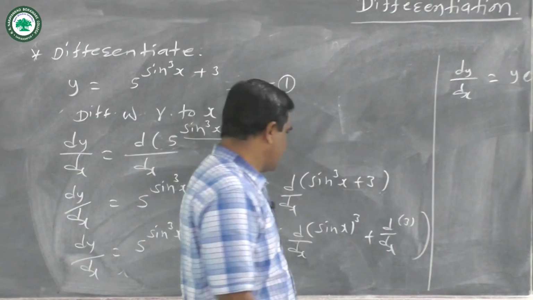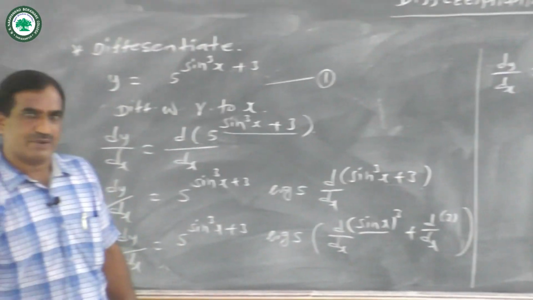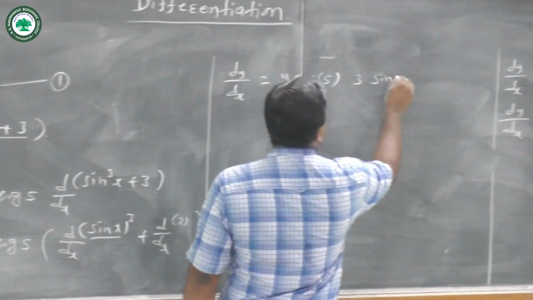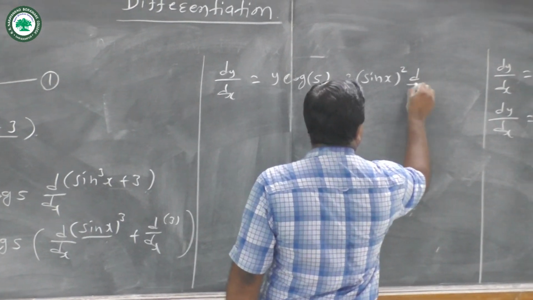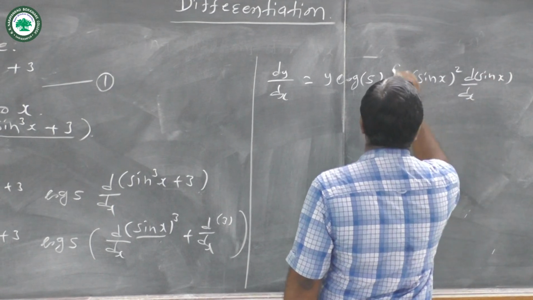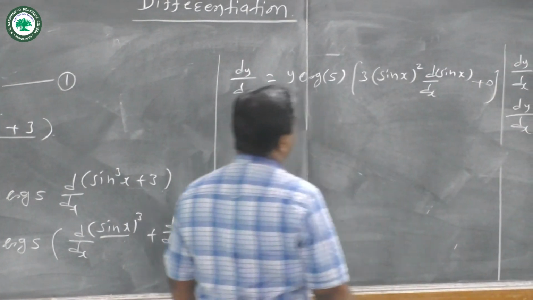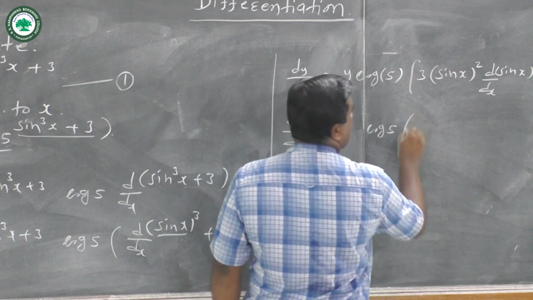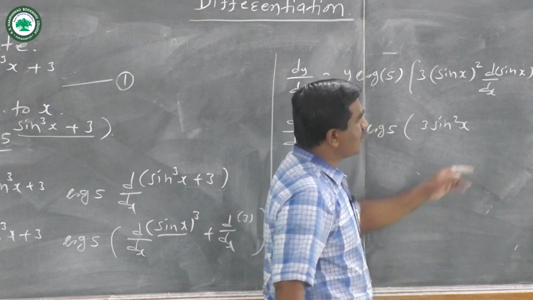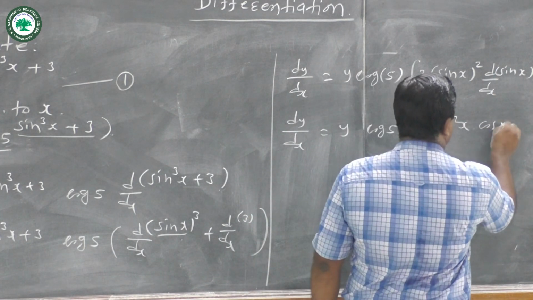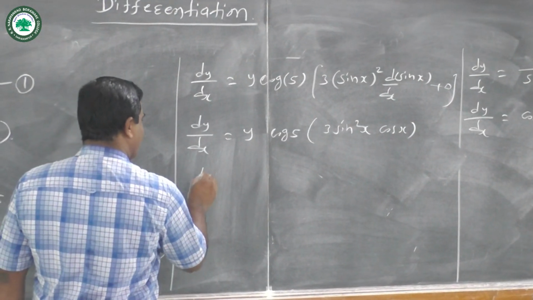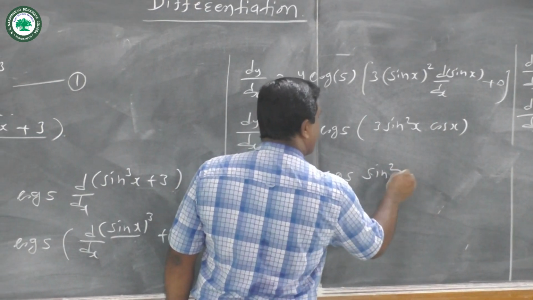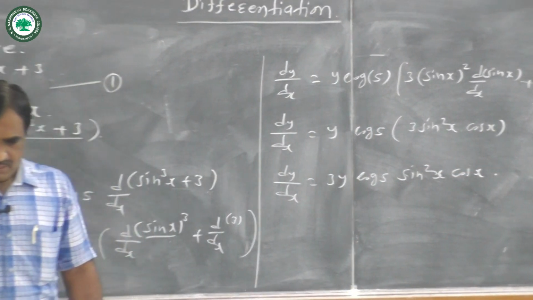This is again a composite function. Suppose this sin x as x, then we get x cube. The derivative of x cube is 3x square. Okay, therefore we can write 3 into sin x raised to 2 into d by dx of sin x, plus the derivative of this constant term, which is 0. Okay, that is dy by dx is equal to y into log 5 into, in bracket, 3 sin square x. Now this is a simple function. The derivative of sin x is cos x. Now finally we can write dy by dx is equal to 3y into log 5 into sin square x into cos x. Now this is the answer for the given example.